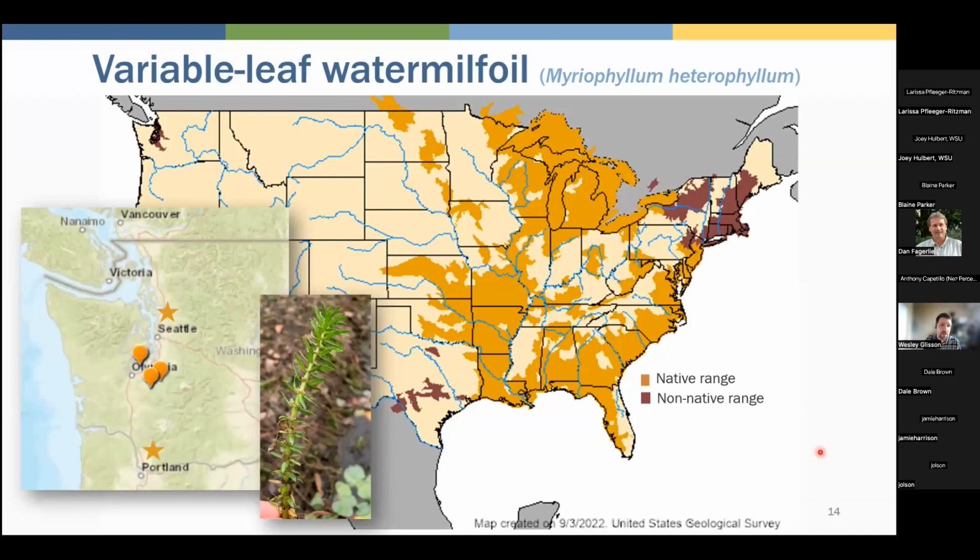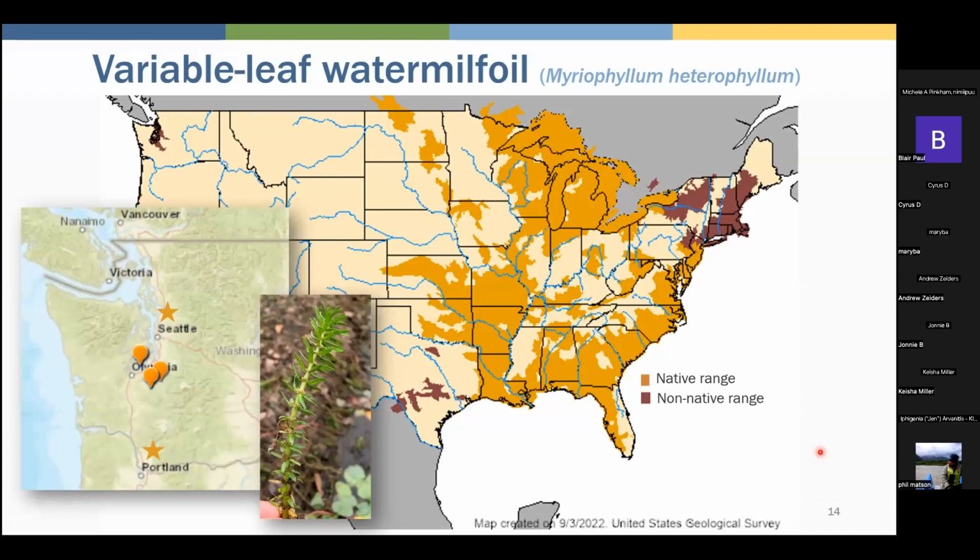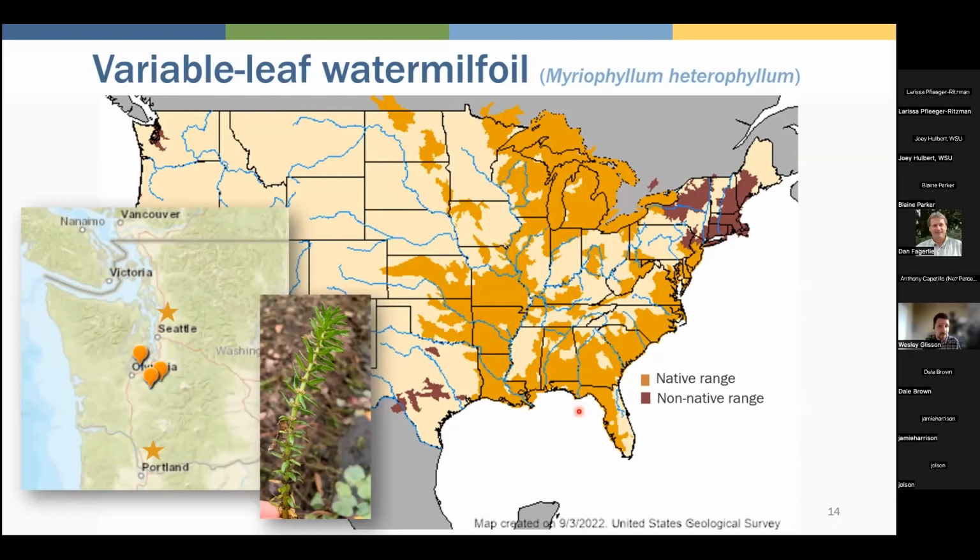Here's its distribution in the US and Washington. As I mentioned, it's actually native to parts of the US, so those areas in orange are its native range, and then areas in that dark brown are where it is non-native, so both in the Northeast and then over here in Washington. And as you can see, it has a fairly limited distribution in Washington. Up until just a couple years ago, it was only in about 6 lakes. We've now found it in a couple more down in Clark County, but we're trying to stay on top of that and find the extent of those populations and hopefully eradicate those populations there.